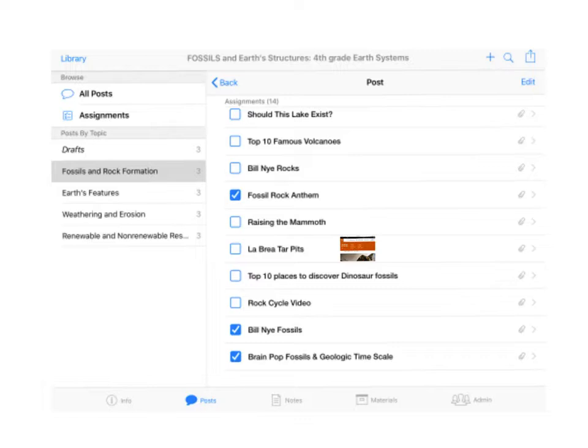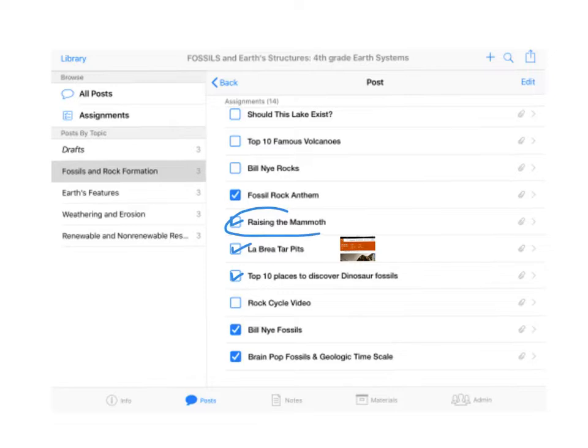Then you'll go into your iTunes U course. It's called Earth Structures or Earth Systems. You're going to go into the fossils and rock formation. Take a look here. Today you are going to check off raising the mammoth. Oops, let me check these off. Just start by doing the La Brea tar pits. And then check off top 10 places to discover dinosaur fossils and raising the mammoth.